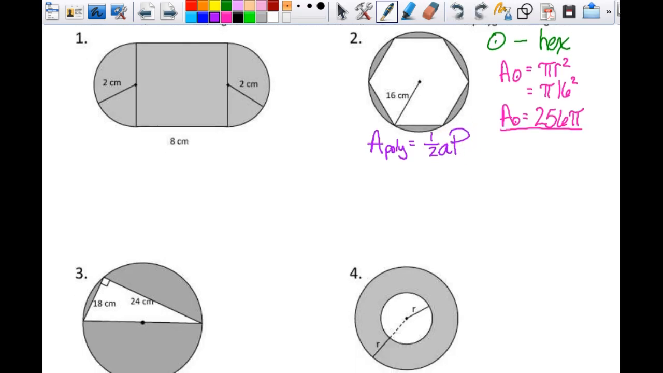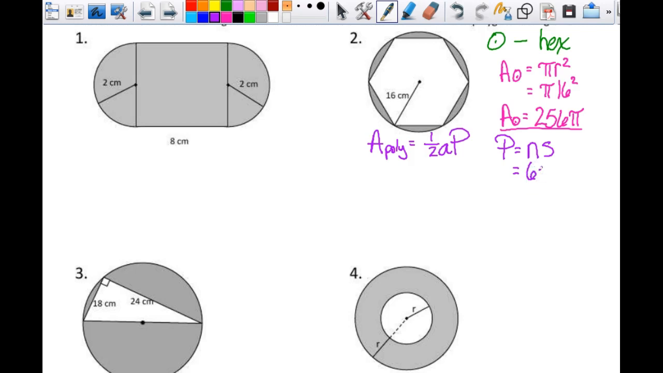All right, so did they give me the apothem? No. Did they give me the perimeter? No. They would never give you the perimeter. So I have to find the perimeter. Perimeter is equal to n times s. What is n in this case? Which is specifically 6. Okay, good.